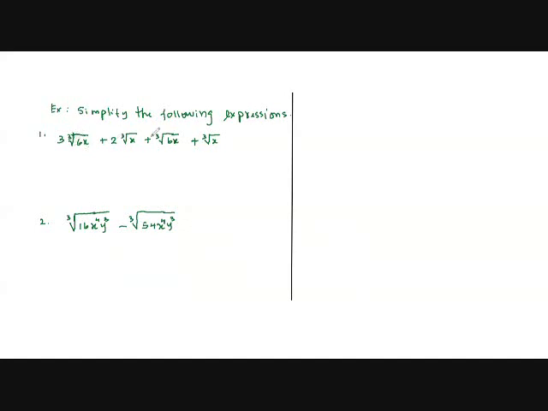The cube root of 6x is the same as this one, right? Because they are the same here. So then you can add or subtract. Now this 3 plus this 1, you have 4. So you have 4 and the cube root of 6x. Okay.